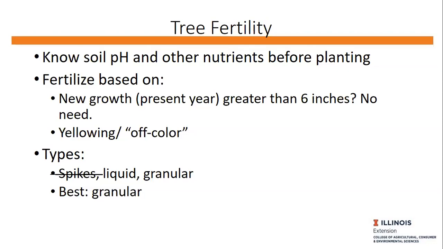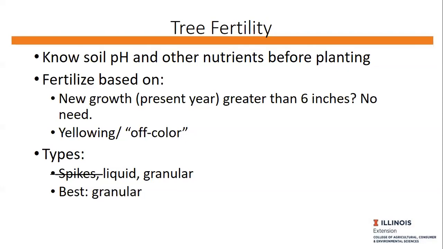If you see any yellowing or off color, perhaps you may fertilize based on that as well. However, I still encourage you to recognize that there could be environmental conditions that are resulting in the yellowing and off color of some of your perennial plants. Do not immediately think that this is a growth issue, that it needs fertility and needs a fertilizer. Recognize that there could be some environmental issues occurring too.